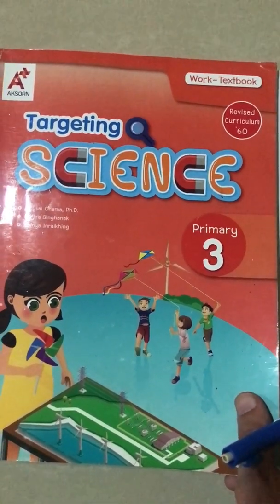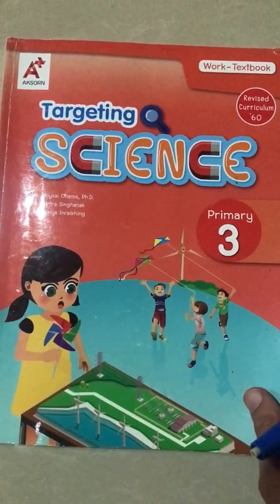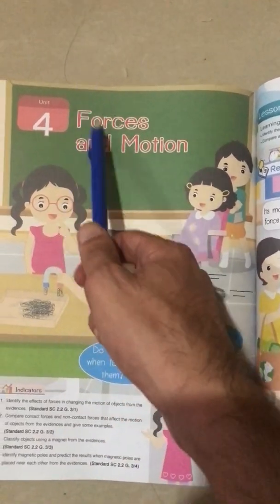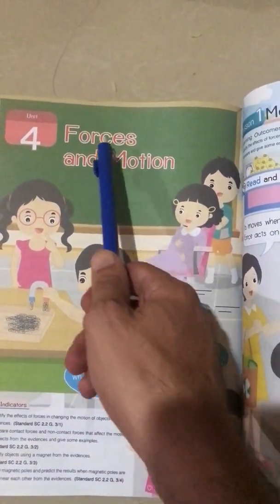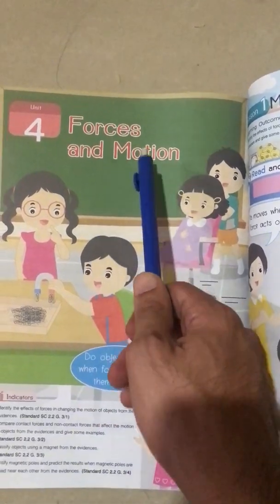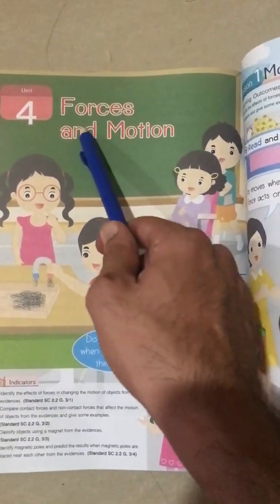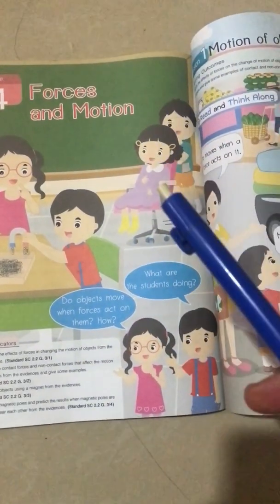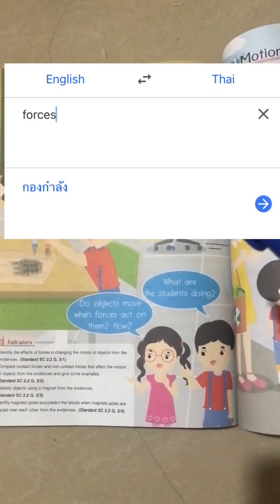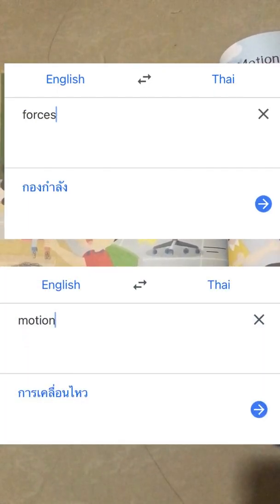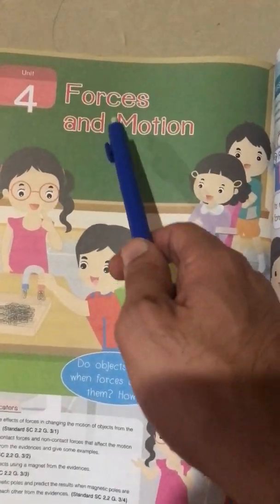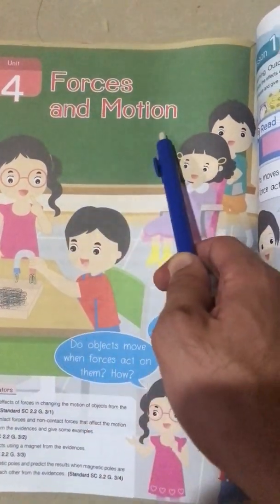Okay, our subject for today is science. Please take your science book and open page 74. Our lesson for today is about force and motion. First, we need to know the meaning of forces and the meaning of motion. Look here. Forces and motion. Very good. Now we understand the meaning of forces and motion.